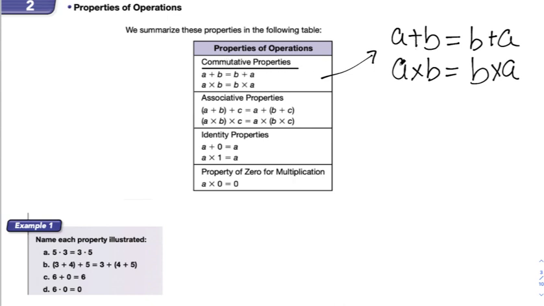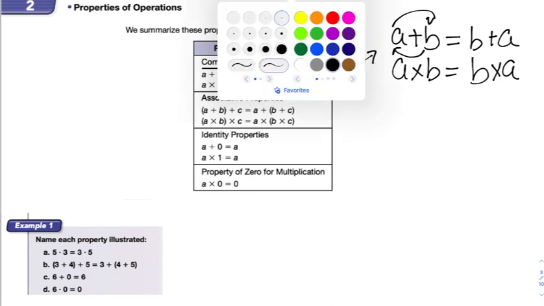So the commutative property, think about moving or going to work, moving things around, right? To commute means to move. When we move it around with addition and multiplication, it still is equal. All right, we still have an equal value. All right, so let's look at this next one.